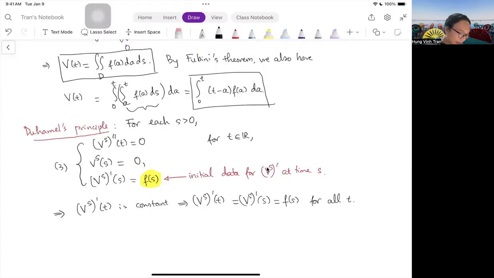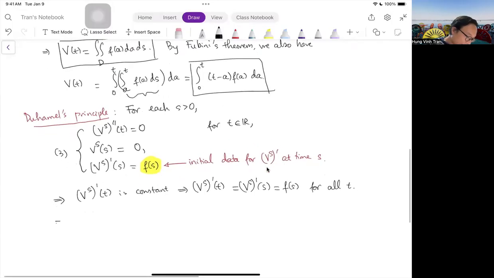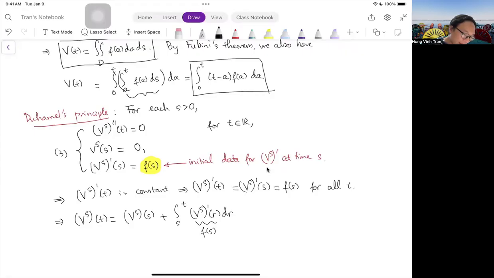So if I integrate this, I should have Vs of t equal to Vs of s plus the integral from s to t of Vs prime, not double prime, of r dr, and this is a constant. This is f of s. So if I integrate, and Vs of s is 0, I see that this is nothing but f of s times t minus s, right?